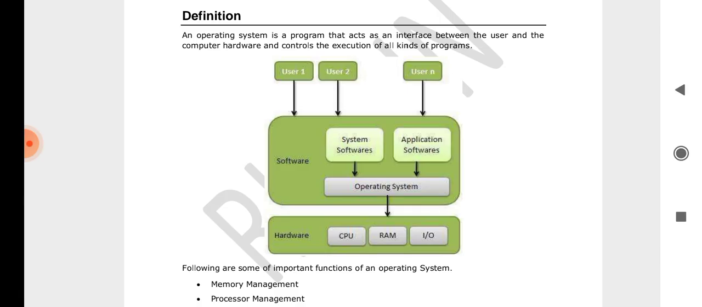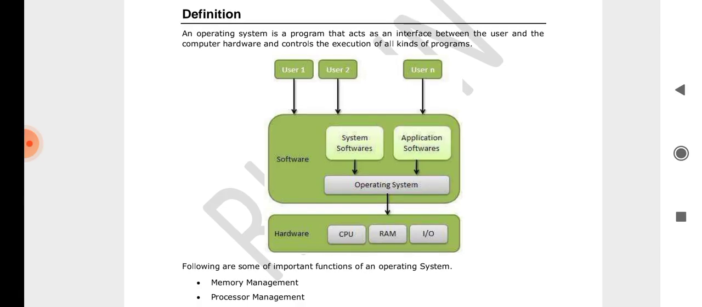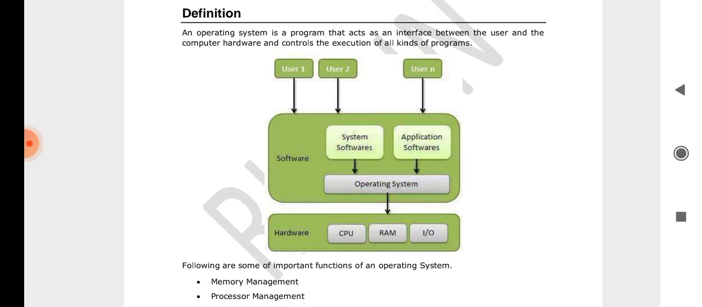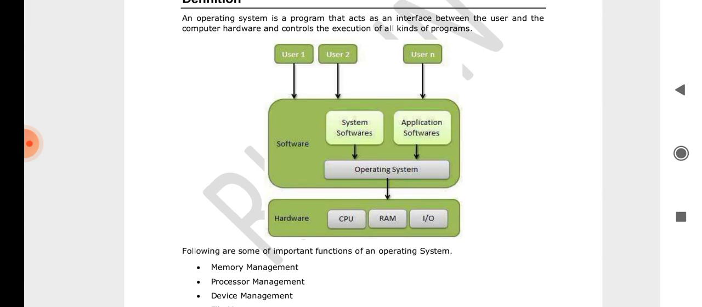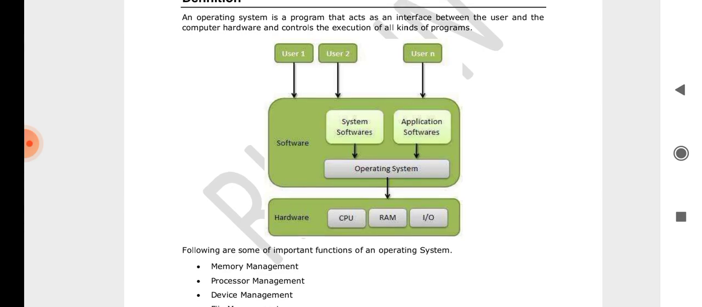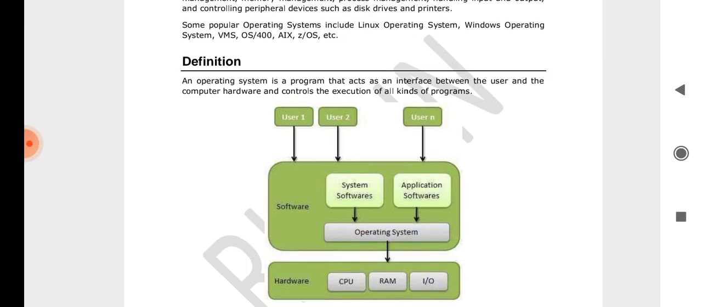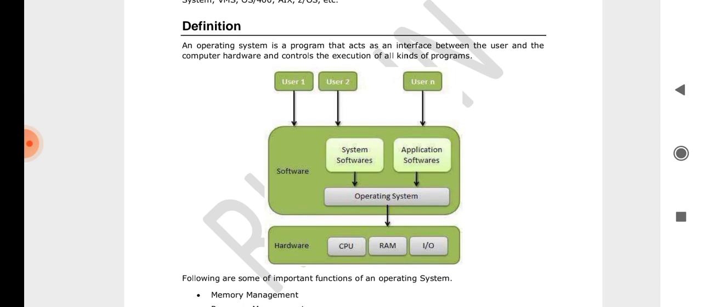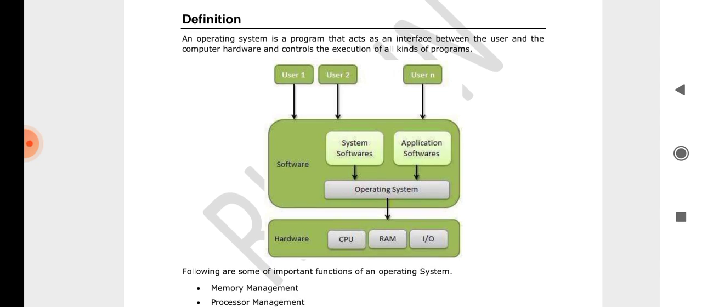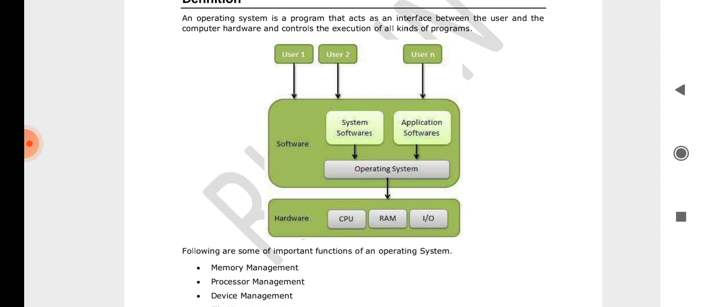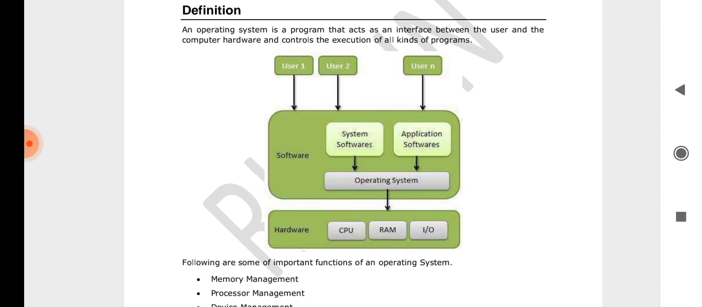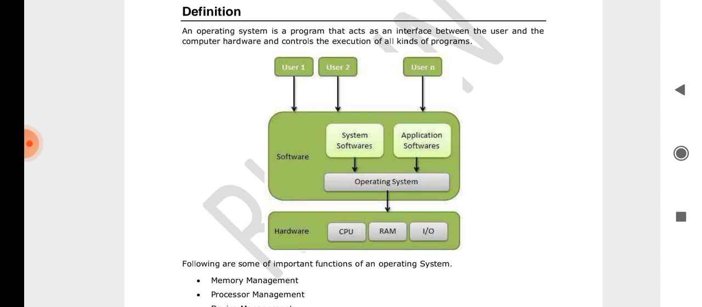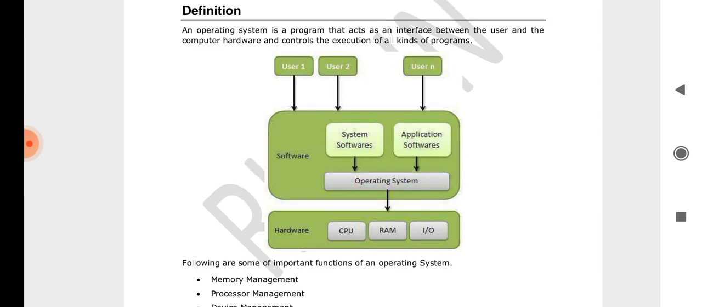If you see the diagram, you can see there are user 1 to user n, and at the end the hardware: CPU, RAM, and input output operations. The operating system is the middle part of the diagram that acts as software and as an interface between the user and the hardware. It includes system software and application software. In brief, I'll explain both. System software is software that is pre-installed in a system.